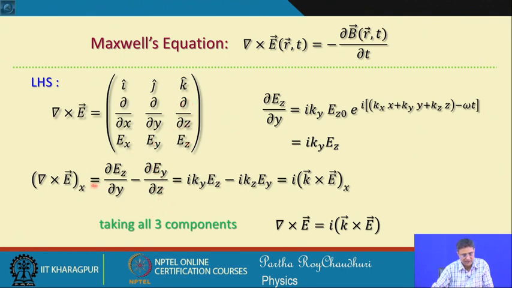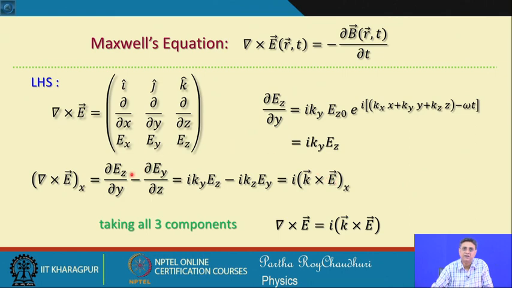So, this quantity is the x component of the curl, which will give you i k_y E_z minus i k_z E_y, because del E_z by del y will detach only the y component, that is k_y will come out. So, i k_y E_z minus 0, and this factor will remain as it is. So, the x component of del cross E will give you i (k cross E) x component.